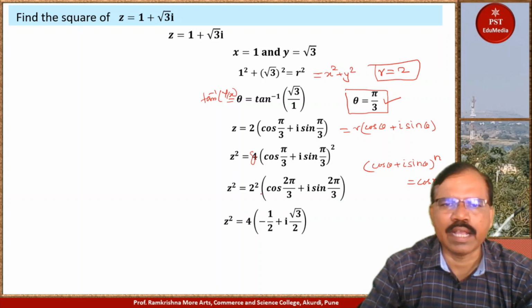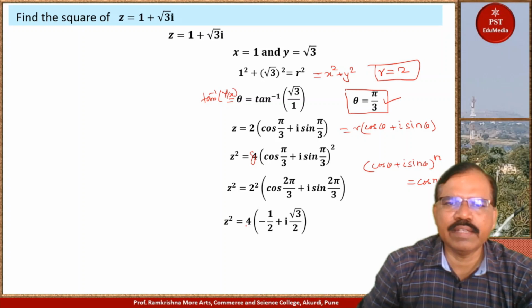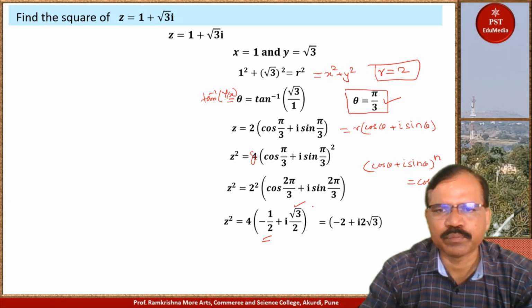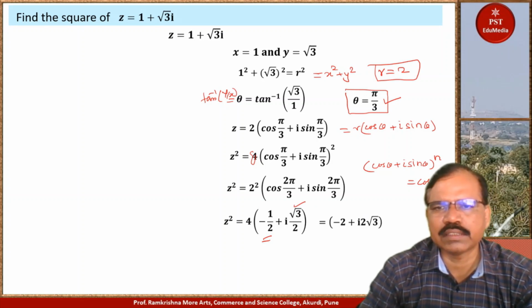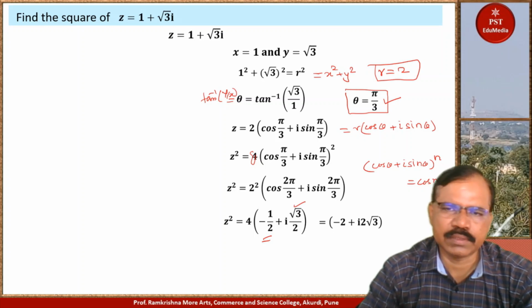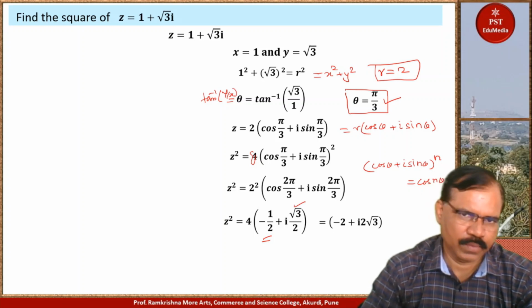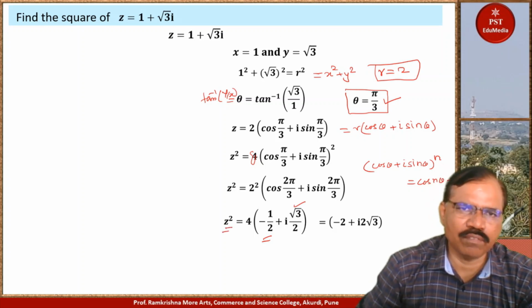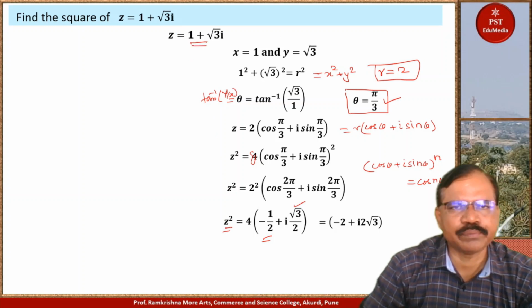So here we can write z square is equal to 4 (cos 2 pi by 3 is minus 1 half, sin 2 pi by 3 is root 3 by 2). So we get this as minus 2 plus i times 2 root 3. So this is the square of this complex number.